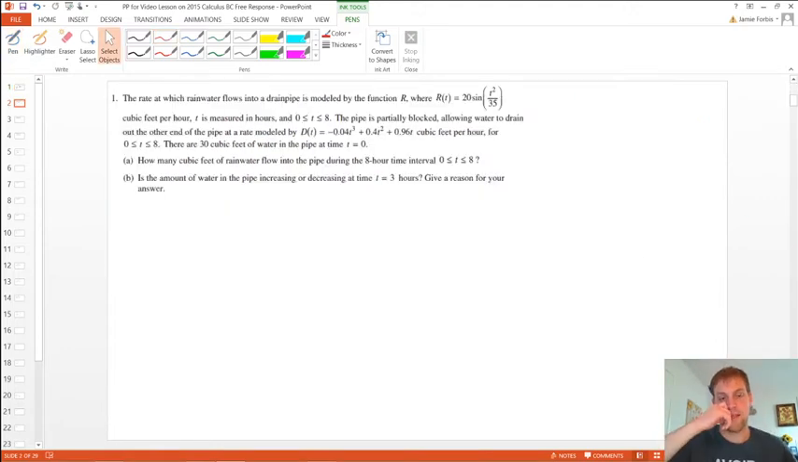All right, B says, is the amount of water in the pipe increasing or decreasing at time equals 3? Give a reason for your answer. All right, if I want to know if the amount of water is decreasing or increasing at time equals 3, I got to look at the derivative of my amount, and decide if it's going to be positive or negative. If it's positive, it's increasing. If it's negative, it's decreasing.